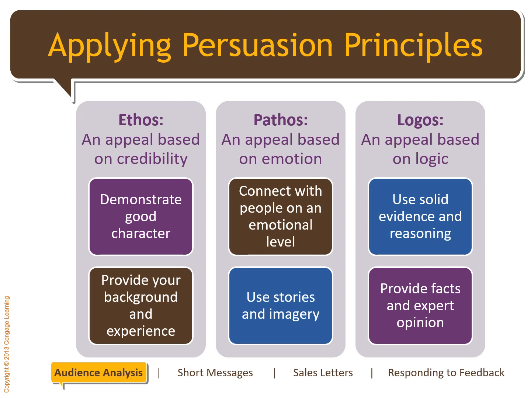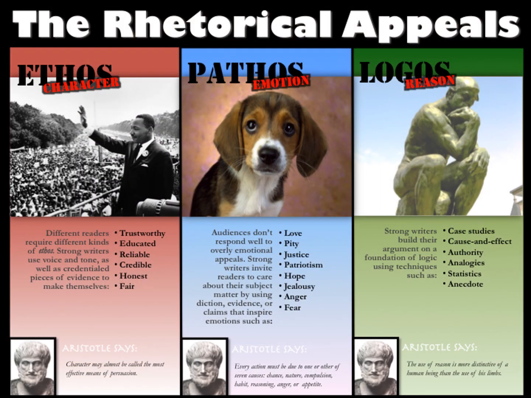These are Greek terms that represent what area you focus on, what approach you use in order to convince your audience. So these are examples of what we mean by ethos, pathos, and logos. Ethos is all about character, about establishing to your audience that you are a reliable, credible, honest, and fair person. But something to be aware of is that different readers and different audience members react and respond differently to different kinds of ethos.